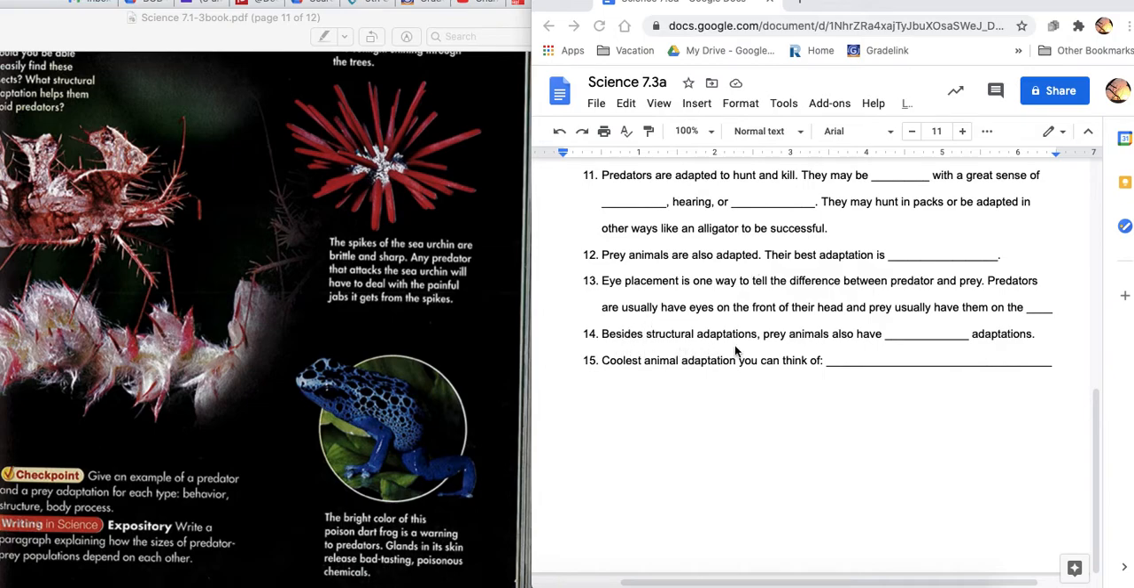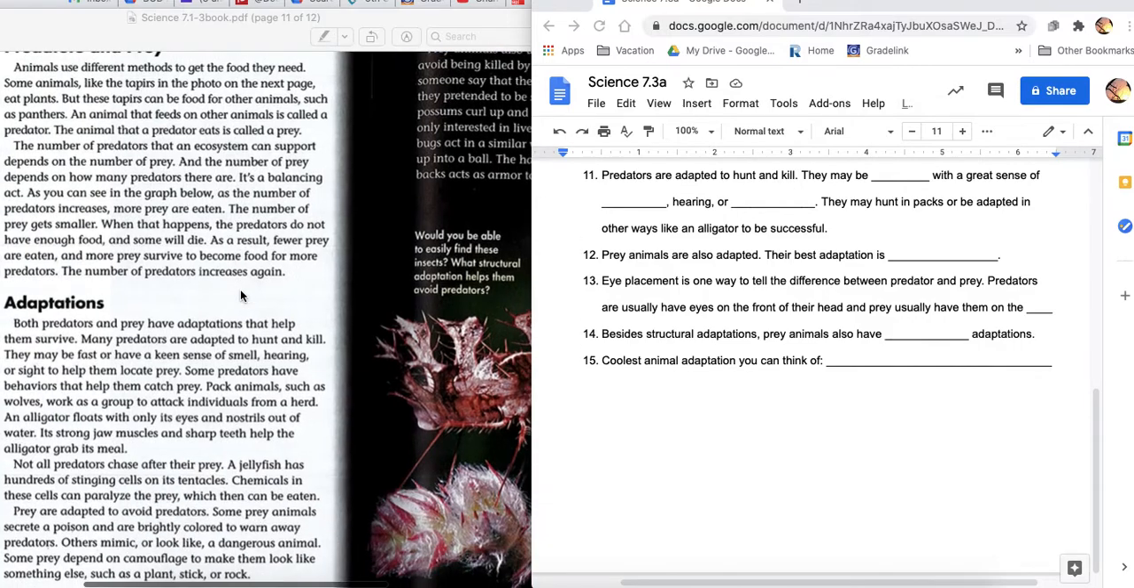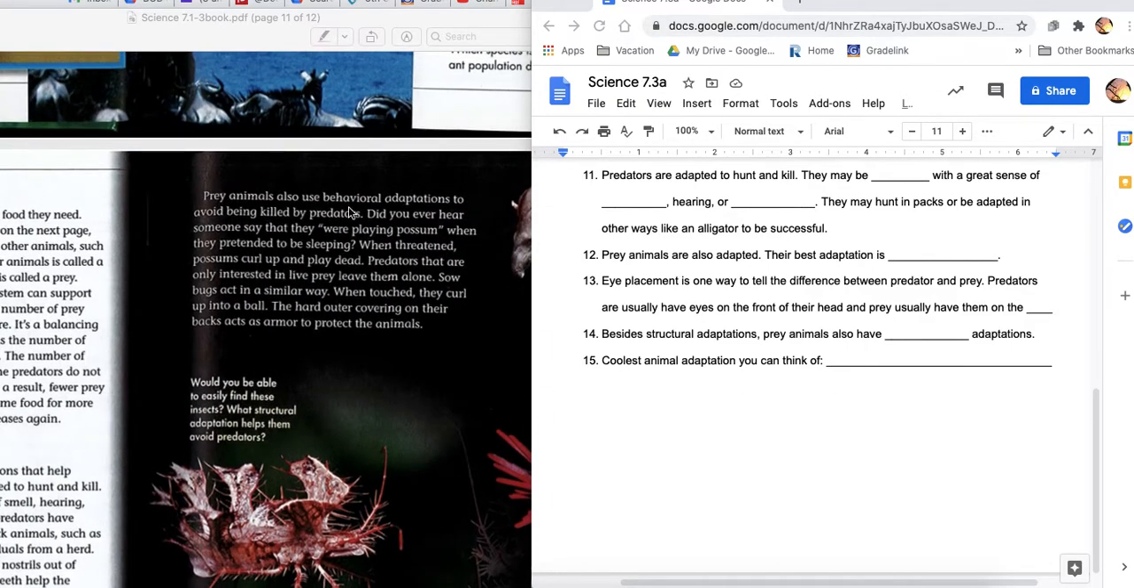14, besides structural adaptations, prey also have behavior. So just like over here, we talked about the behavior adaptations of predators, like hunting in packs. We also have behavioral adaptations of prey. God made both of them to survive, and it's just so cool.